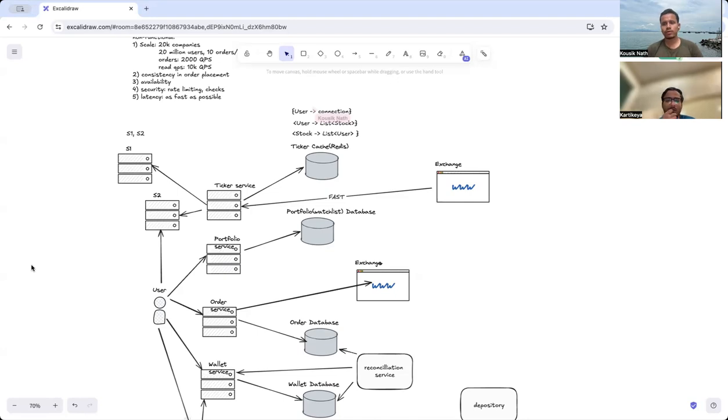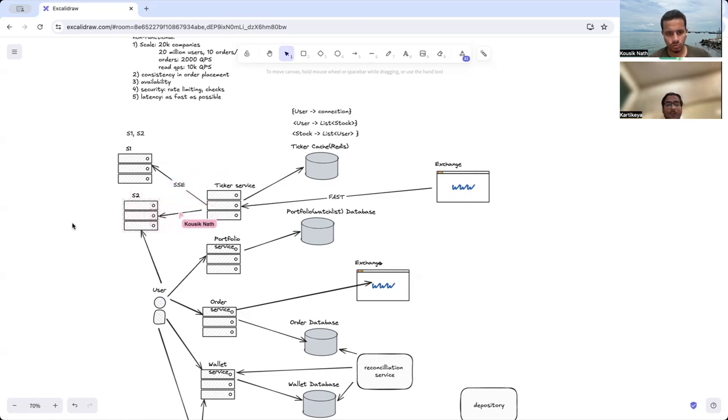One more thing that we can do here is just like the user has made a server-sent connection with the servers S1 and S2, S1 and S2 can also have a server-sent connection with the ticker service. So a user makes a connection with S1, another user makes a connection with S2, and S1 and S2 have made a connection with the ticker service. In this case, the ticker service will at max have, let's say, 100, or if we have a thousand connection servers, then a maximum of 1,000 connections.